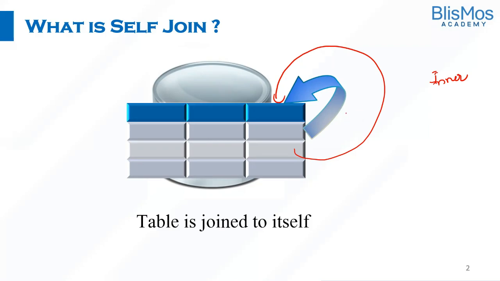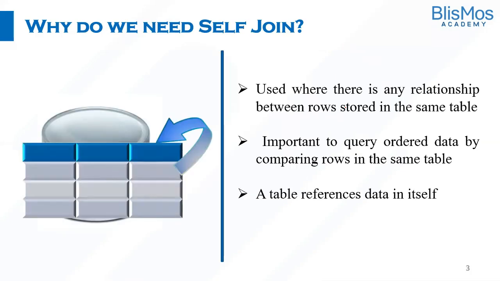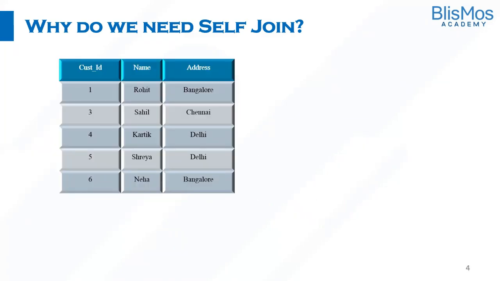Now that we understood what is self join, but why do we need self join? Whenever a requirement for a table referencing itself, that is when we go for a self join. Whenever there is a requirement to query data by comparing the rows in the same table, that is when we do a self join. If there is any relationship that need to be discovered within the table, that is when we would go for a self join.